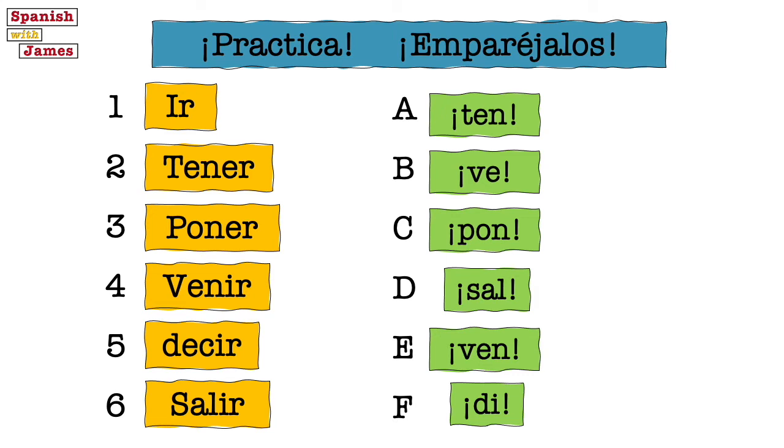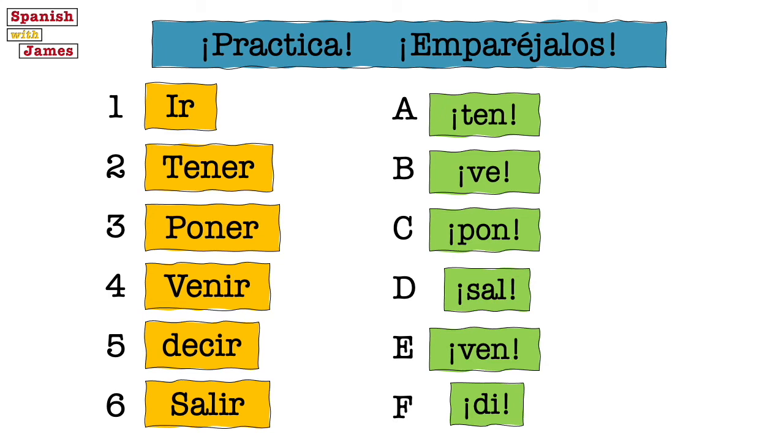So even though we've only seen these really quickly, you should have noticed that most of them have some sort of link with the infinitive, maybe except for the one that matches up with ir. So when you're ready, pause the video, write down 1 to 6 if you've got some paper and a pen handy, and just match these up. And then when you're ready to go through the answers, just push play.